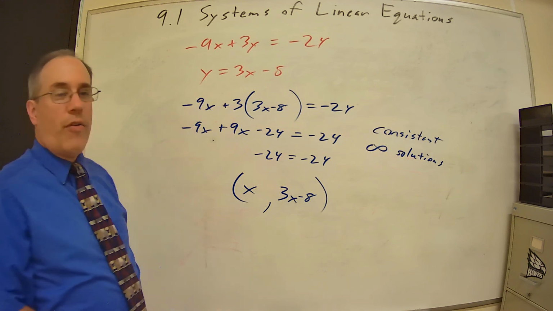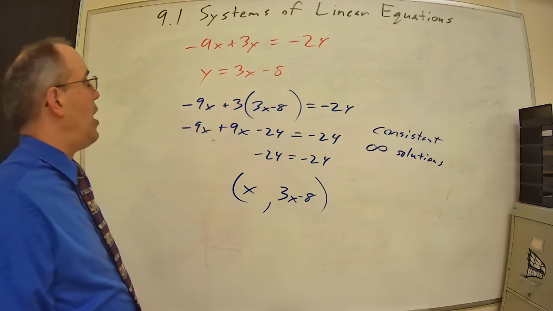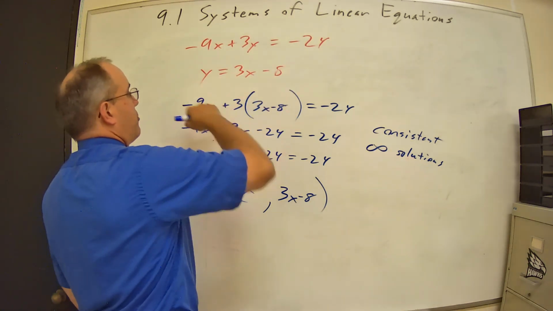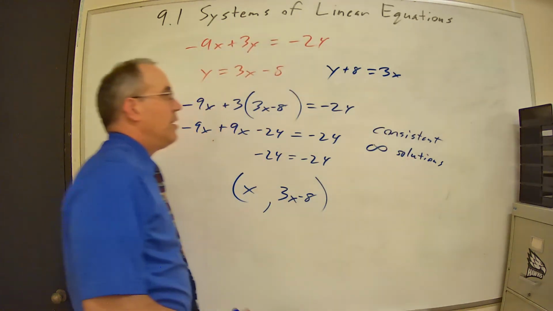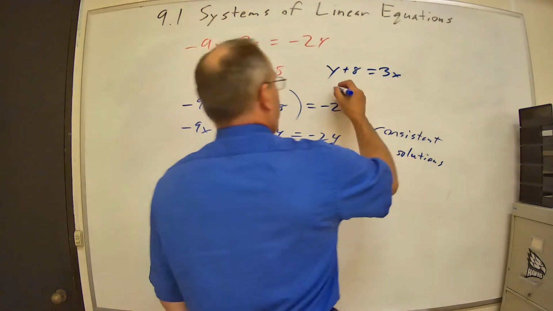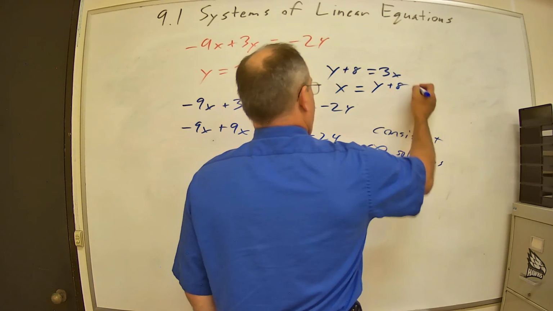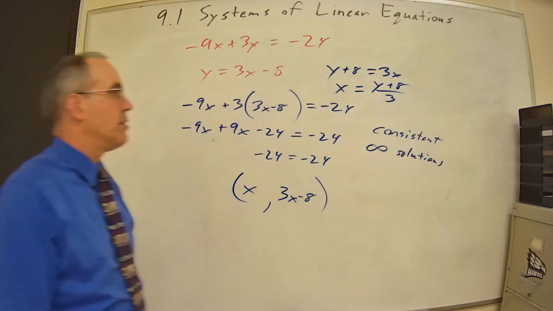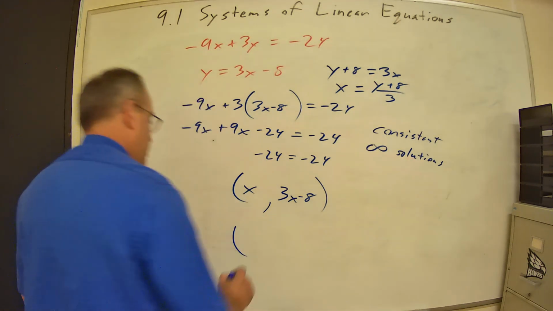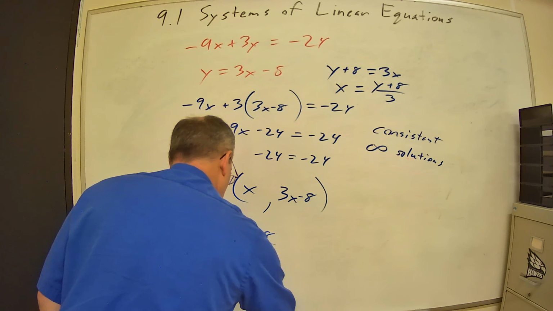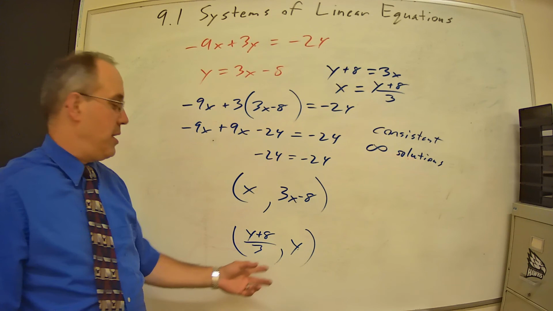We can also solve the other way, and I could get it so that it's in terms of y. So I can add 8 to both sides, y plus 8 is equal to 3x, divide both sides by 3, and I get x is equal to (y plus 8) over 3. So now I can say the solution to this is ((y plus 8) over 3, y). So that's the solution in terms of y.